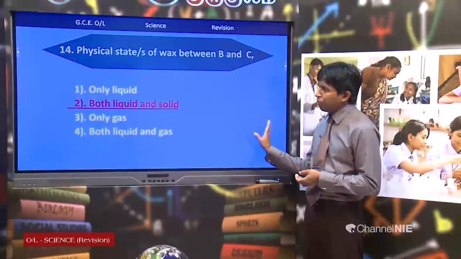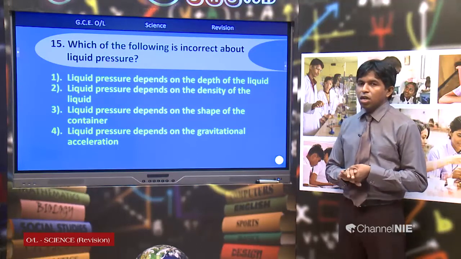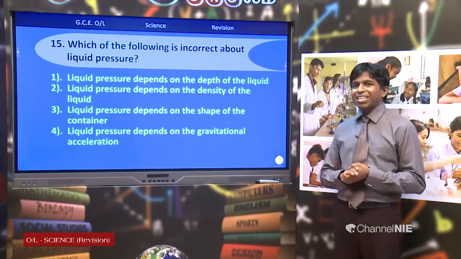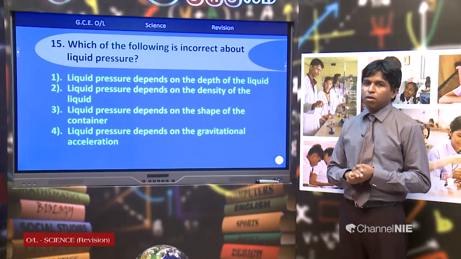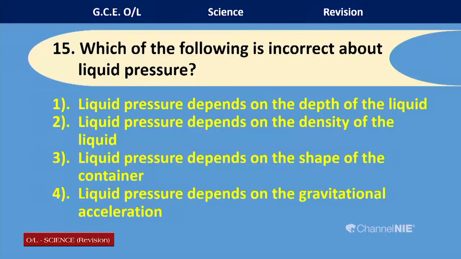So, the answer for question number 14, second, both liquid and solid. Let us move to question number 15. Which of the following is incorrect about liquid pressure? So, this is from grade 10 chapter 15. So, you have done atmospheric pressure, liquid pressure and the equation calculation. So, what is the equation? Which one is incorrect? So, incorrect statement about liquid pressure.